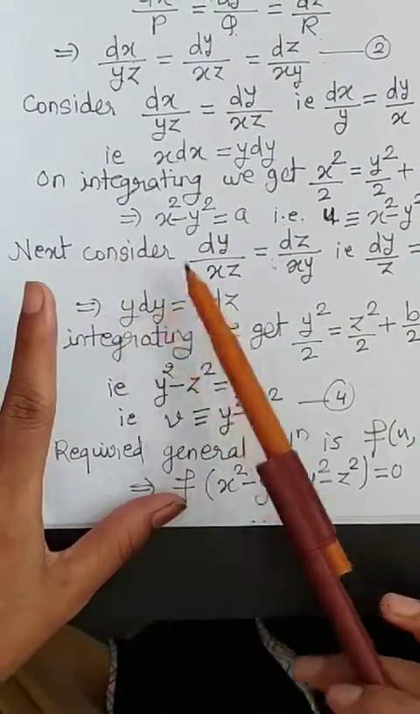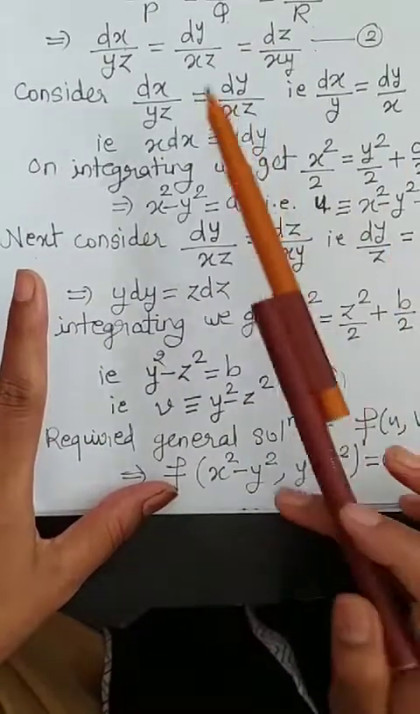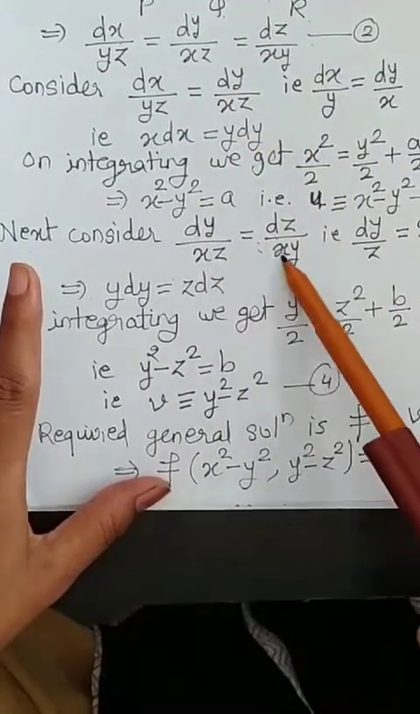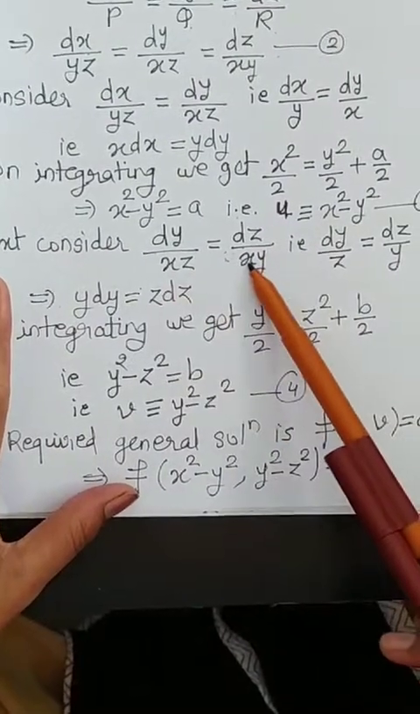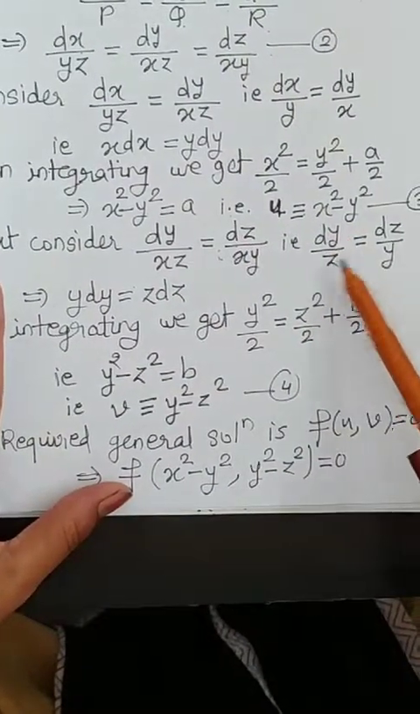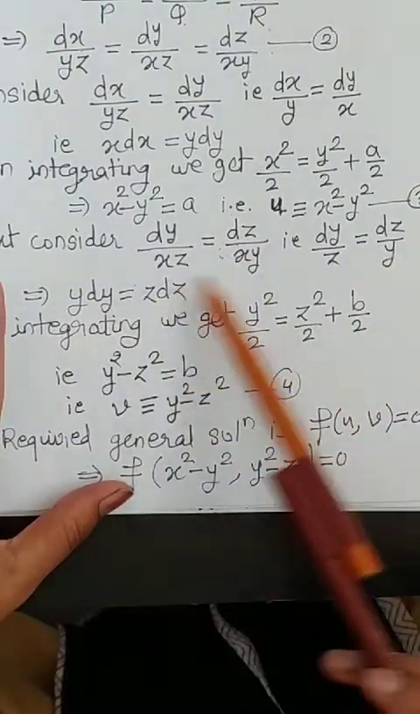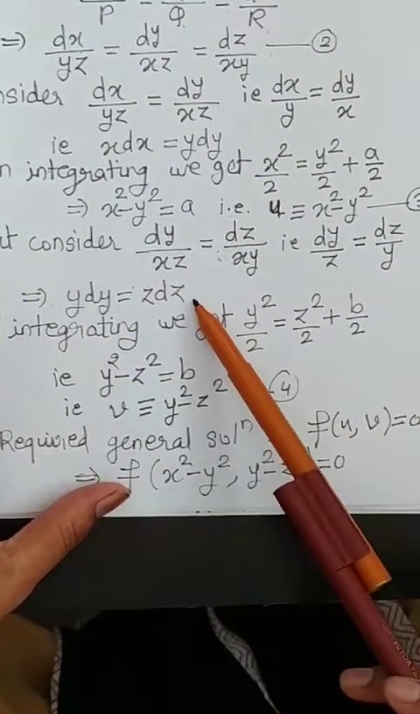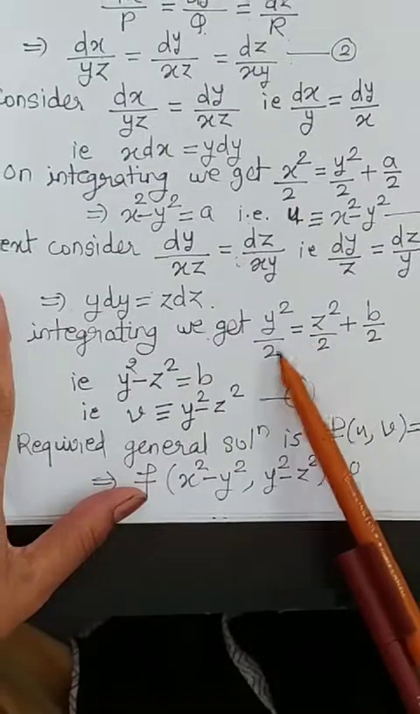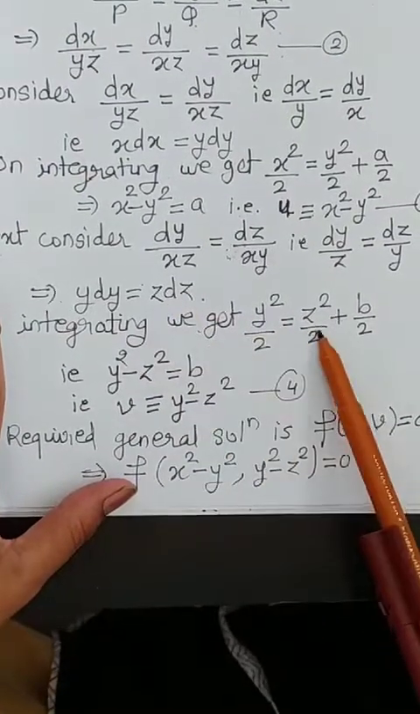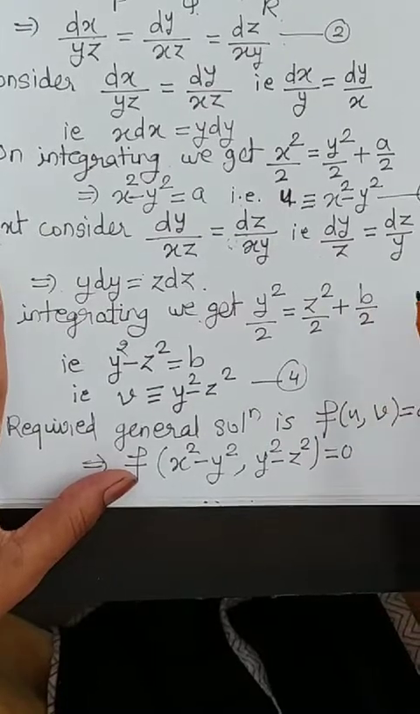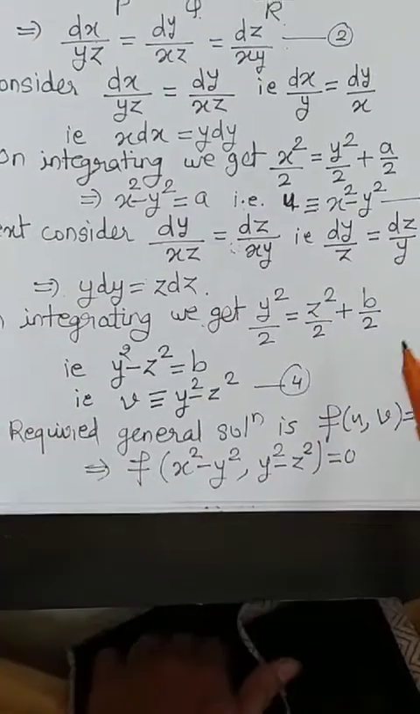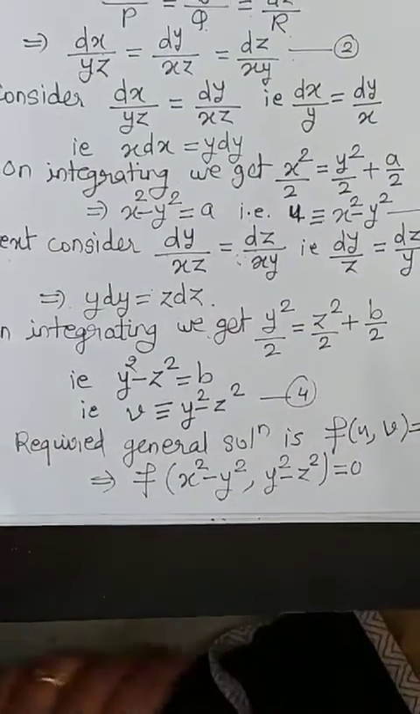Now next, consider the next pair, that is I am taking second and third. For second and third, y and z is required only, x gets cancelled. So I am having dy by z equal to dz by y. Again obtain variable separable form. Integrating, we get y square by 2 equal to z square by 2, as both the terms have been divided by 2. So for the sake of convenience, I am taking the constant also as b by 2, right?